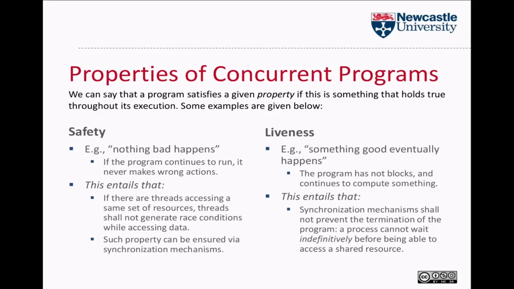But that could also be transferred to a multi-threaded computation, that's for sure. So if you have, for example, multiple threads accessing the same resources, you don't want race conditions while accessing the data. That could be a safety property, and then it's instantiated to what is the bad thing. For concurrency reasons, that bad part is actually a race condition. So you would need to guarantee that no race condition occurs.